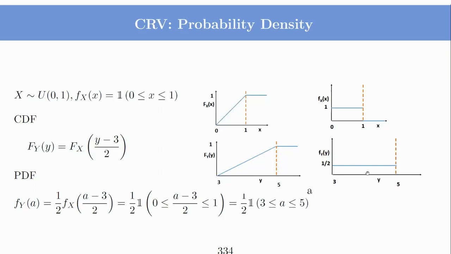And you can verify this: if you integrate this, before 3 it will be just 0. After that it's a constant density, so it will linearly increase. And then after 5, it will again become constant because the derivative is 0.